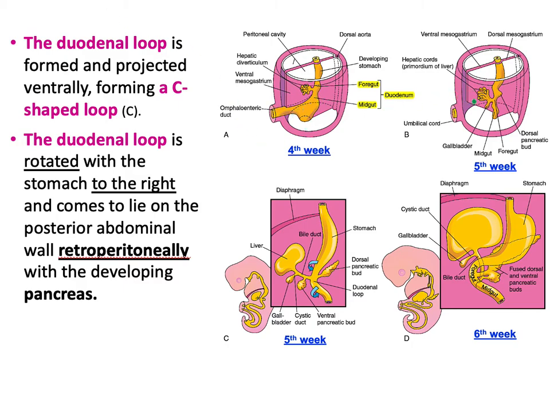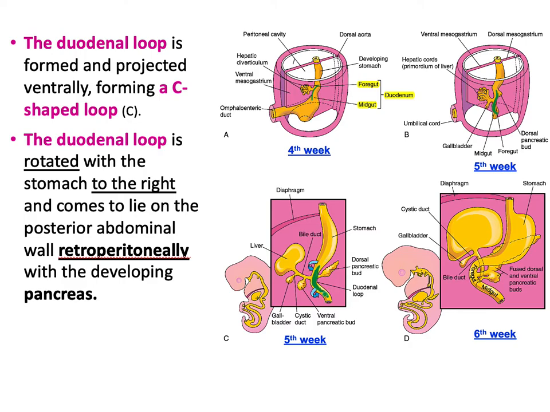But here, my friends, when you look at the duodenum, here is a parallel view of the duodenum, in which it's convexed anteriorly. This is the stomach, you know, and this is the duodenal loop, in which it's convexed anteriorly, like a C-shaped loop.